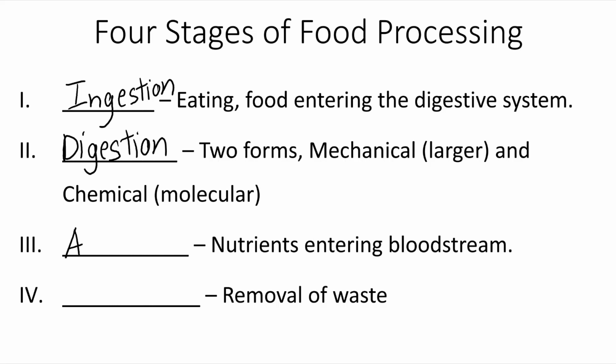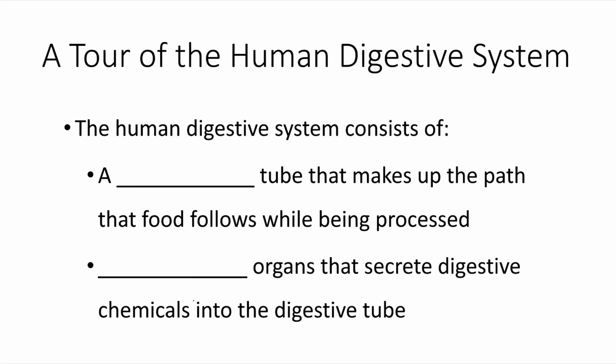After digestion, there is absorption, which is the nutrients from the digested food actually entering into our bloodstream and entering into our body. And then finally, there is elimination. And this is of the material that wasn't digested and is not going to be used for the body's nutrients or building materials. So let's take a brief tour of the human digestive system.